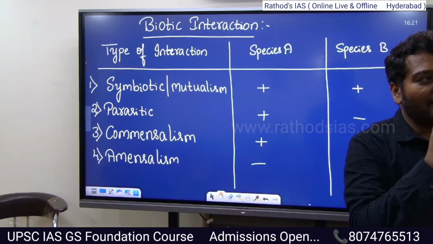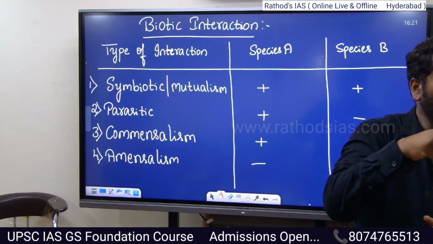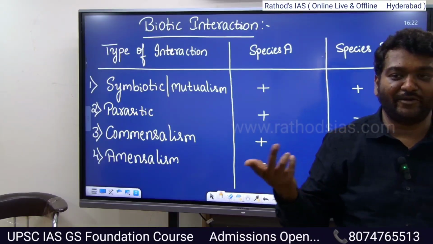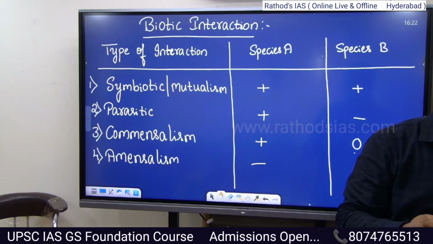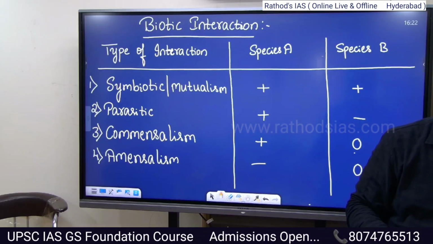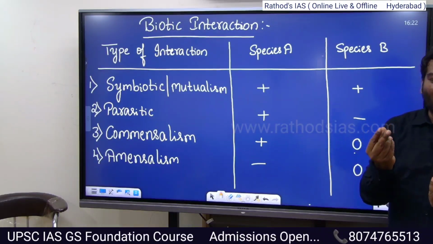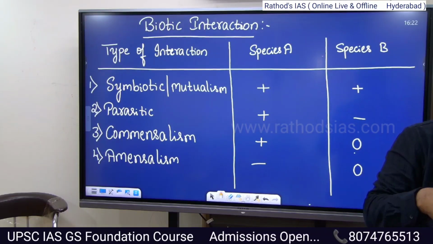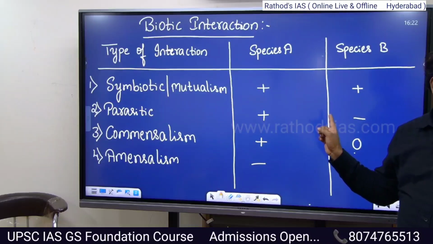Now you tell me, the insect which comes and sits on the cow, did it get a place? Yes. But did the cow get benefited? No. Did the cow get affected? No. The cow is neither benefited nor affected. But the insect got benefited. What is it called? Commensalism. Are you getting the point? A small rat fell into a plant and the plant got the food, the rat died. What is it? Parasitic. One got benefited, another one did not.